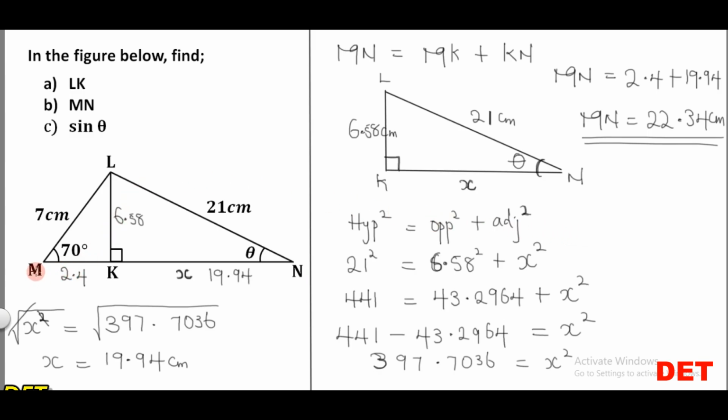So the distance from here to here, that's my MN, is equal to 22.34. It's a very simple and straightforward question. All right. So the next question is to find sine theta, and we'll look at this in the next video.